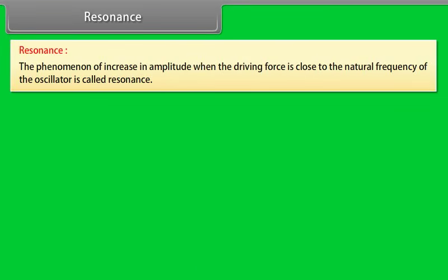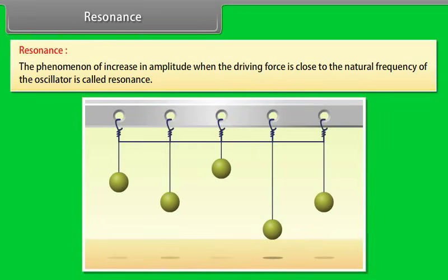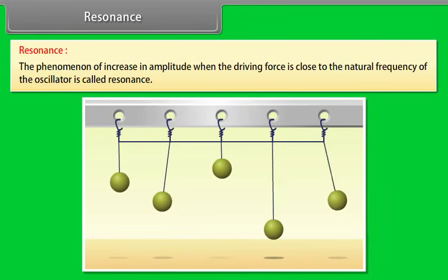Resonance. The phenomenon of increase in amplitude when the driving force is close to the natural frequency of the oscillator is called resonance. Let us understand with an example. 5 simple pendulums of different lengths are suspended from a common rope. The pendulums 1 and 4 have the same lengths and the others have different lengths. Now, let us set pendulum 1 into motion.